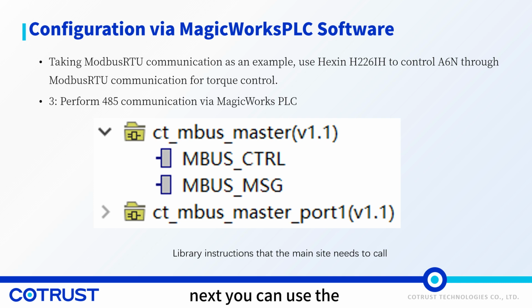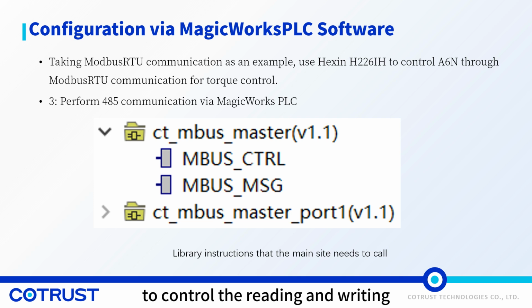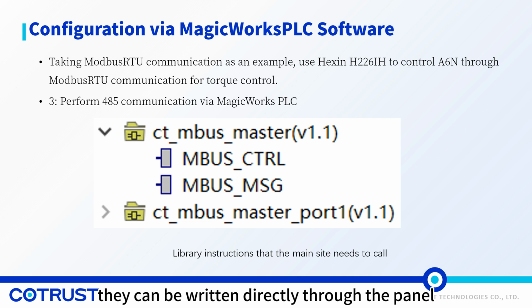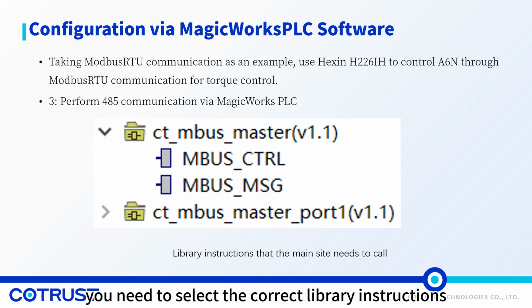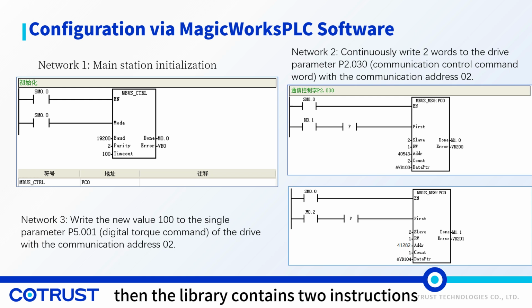Next, you can use the Modbus master library to program in the PLC to control the reading and writing of servo parameters. Multiple read and write blocks need to be polled and triggered. For parameters that only need to be set once, they can be written directly through the panel. There are 2 Modbus master libraries. You need to select the correct library instructions according to the port of the PLC you use. Then the library contains 2 instructions.